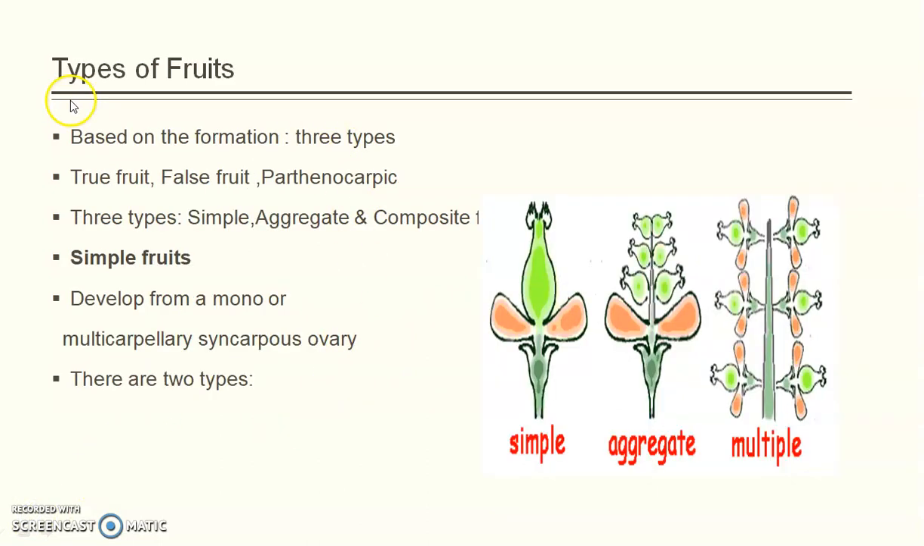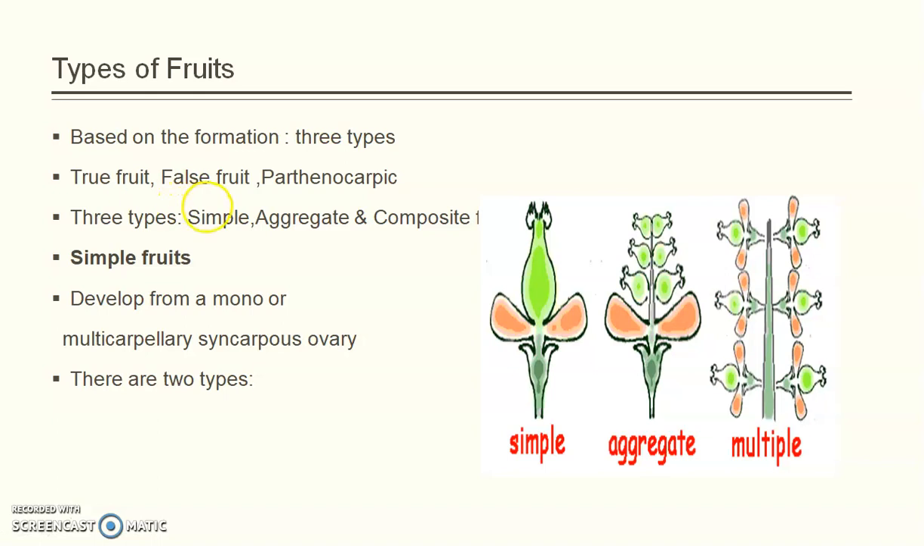And now we will come to the types of fruits. Based on the formation, we have three types of fruits, namely true fruit, false fruit and parthenocarpic fruit. What is meant by true fruit? It develops only from the ovary. For example, mango and coconut.